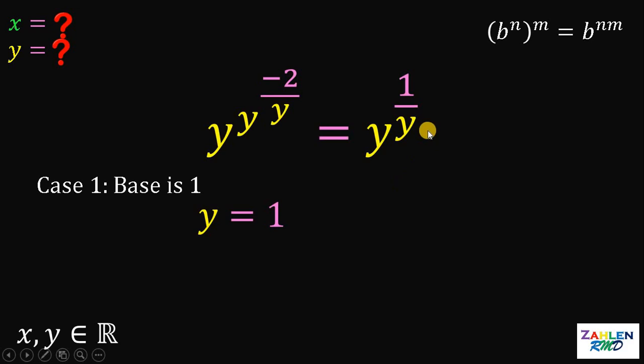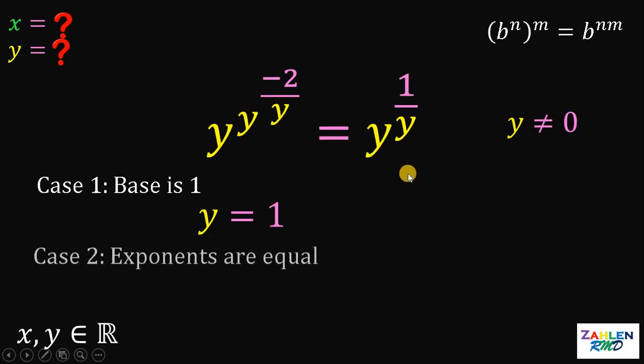Also notice that y cannot be equal to 0. The reason is we have y in the denominator. Therefore, y cannot be equal to 0. If y equals 0, then 1 over y is undefined, so we don't want to have that. Now, let's have the second case. If the base is the same, then their exponents must be equal.